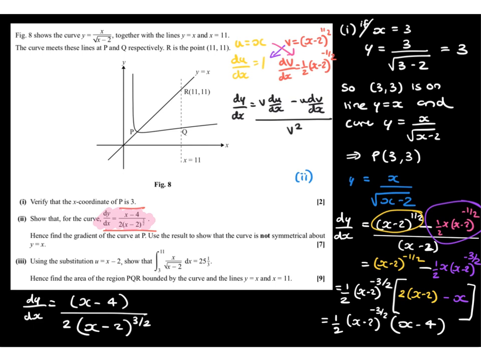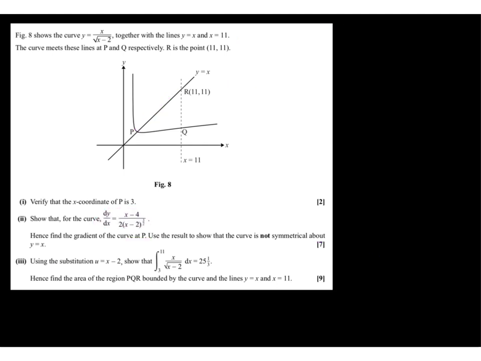Now, to find the gradient at P, we just need to substitute in x equals 3. So at P, we know dy by dx is then equal to negative 1/2. Now, this tells us the curve is not symmetrical about y equals x, because y equals x has a gradient of 1, and the gradient of the curve at P, if we draw in that tangent, has a gradient of negative 1/2, which means it's not perpendicular to the line y equals x, so we then don't have symmetricality.